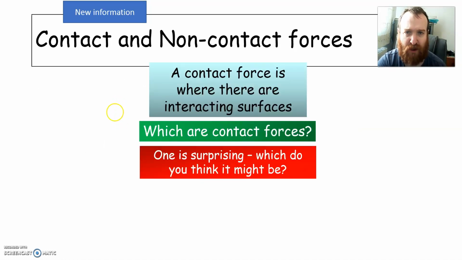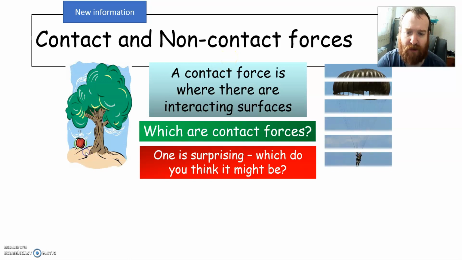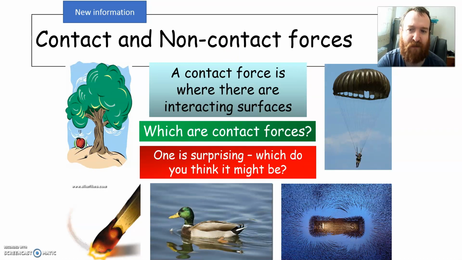Right, next thing we're looking at is contact and non-contact forces. We've got two different types of forces we can split them into. Okay, we can call them contact and non-contact. Contact is where the force is touching. Non-contact, it's not touching. Okay, so I've got five different pictures of contact and non-contact forces. I want you to choose which of these pictures do you think is contact and which is non-contact.